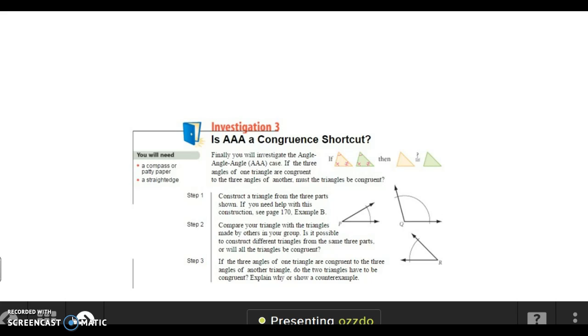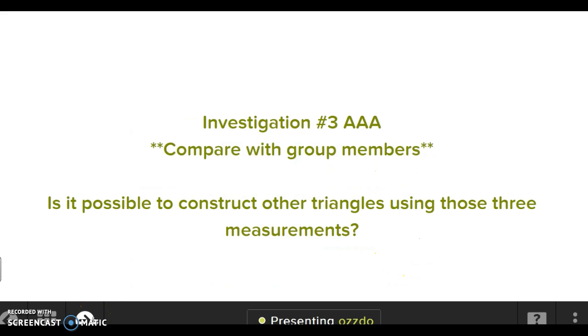Investigation number 3 is angle, angle, angle. Please use these 3 angles given to construct a triangle. Compare with your group members. Is it possible to construct other triangles with those 3 measurements? Pause the video, complete investigation number 3.